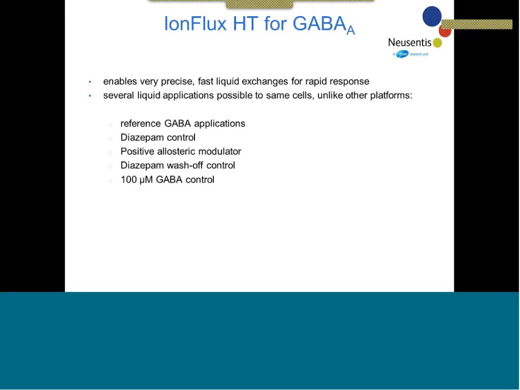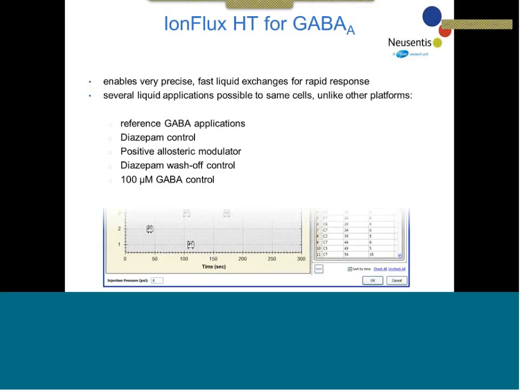So in the experiments that I'll show you next, we've applied reference GABA multiple times. We've then applied diazepam as a positive control for allosteric modulators. Then we've added a test PAM. We've then washed that out, reapplied diazepam to check what sort of enhancement we get. And then finally we applied 100 micromolar GABA in order to check where we are on the GABA EC50 curve.